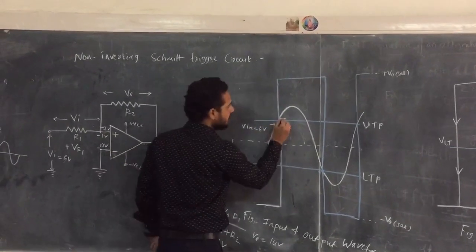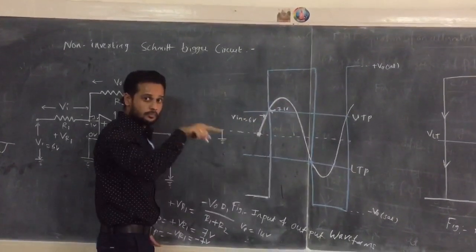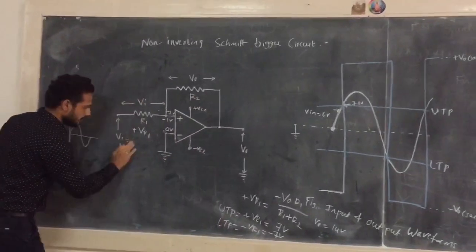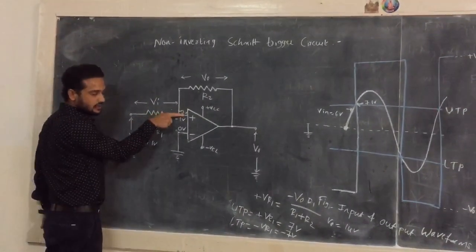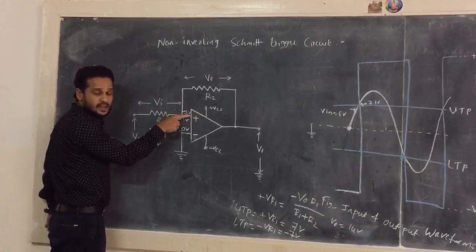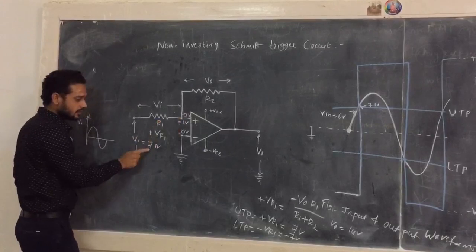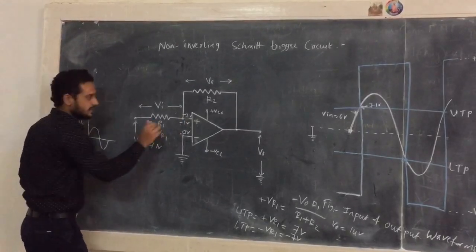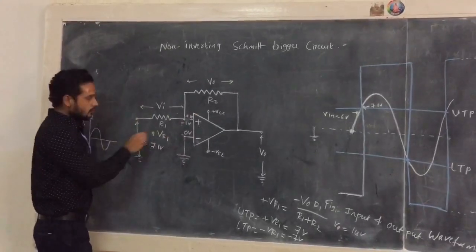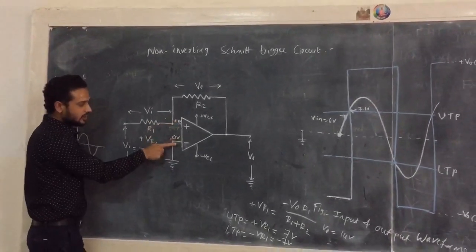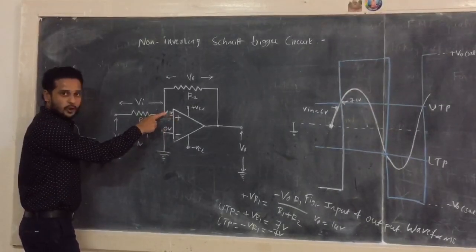Now let us consider that at this point the value of the input voltage is 7.1 volt. And the low triggering point here is minus 7 volt. Subtract these two: here minus 7 volt, here we have 7.1. So the resultant voltage will be how much? Plus 0.1 volt. Now compare these two voltages, 0.1 volt and 0 volt, which is fixed here. The voltage at the non-inverting terminal of the op amp is more.